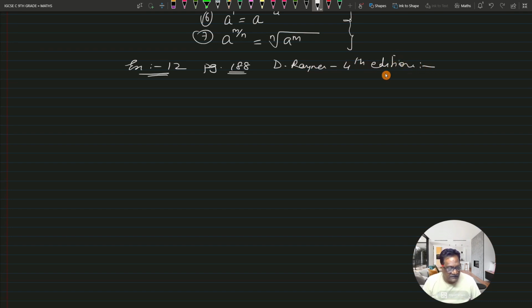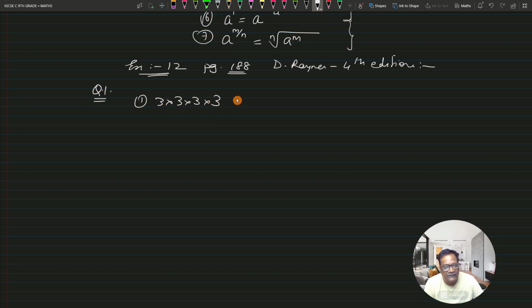So let us get started. Question number 1 is expressed in the index form. Okay, question number 1 is expressed in the index form. So there are many questions like 1 to 10 to express in the index form. So 1 is 3 into 3 into 3 into 3.